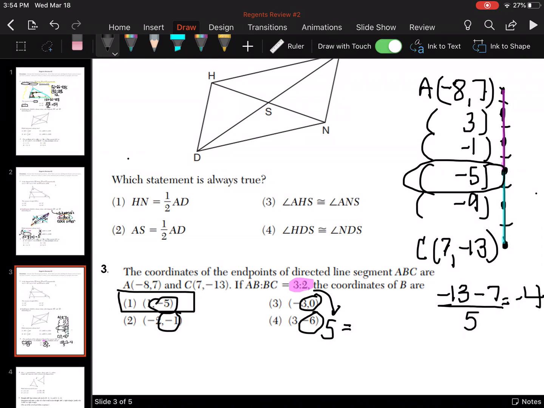But I'm just going to do the math for the x value. So bottom minus top would be 7 minus the top, which is negative 8. Divide that by 5. So we get 15 divided by 5, which is a positive 3, which means we're going to add 3 every time. So negative 8 plus 3 is negative 5, plus 3 is negative 2, plus 3 is positive 1, plus 3 is 4, plus 3 more is 7. So as you can see, that point 1, negative 5 is the answer right here. Okay, so now we're going to go to number 4.